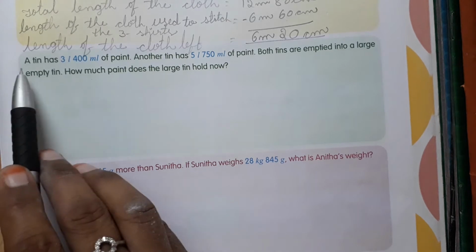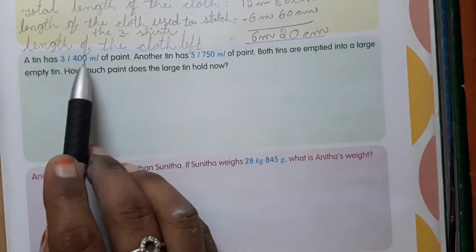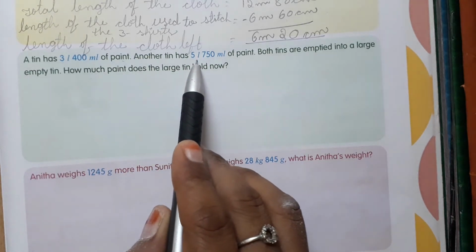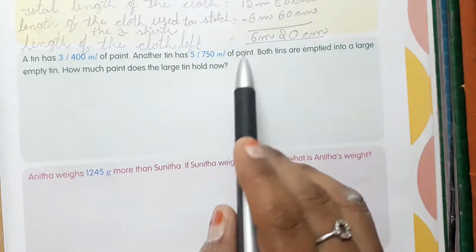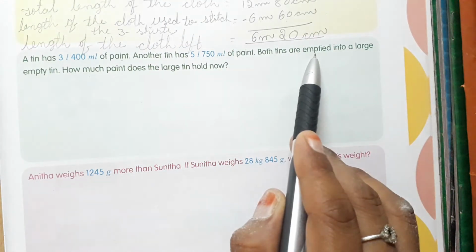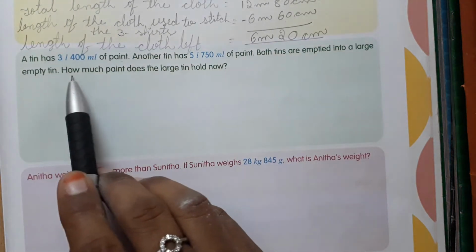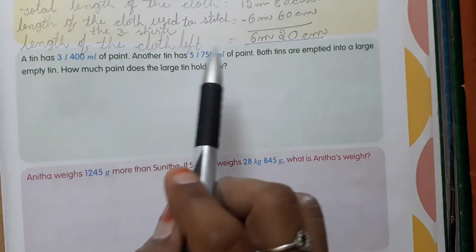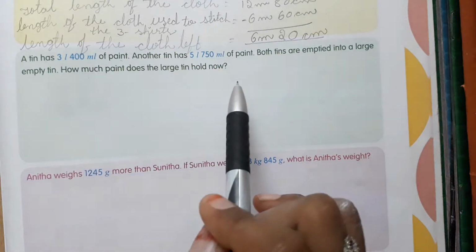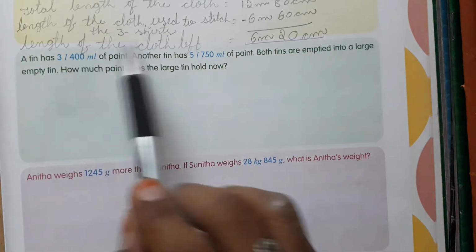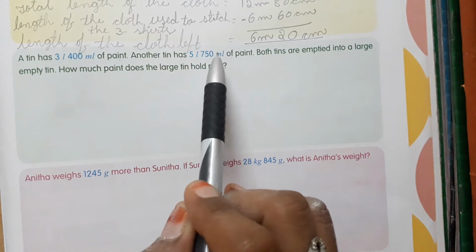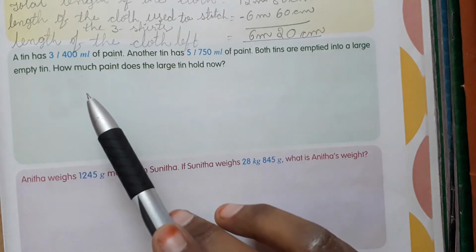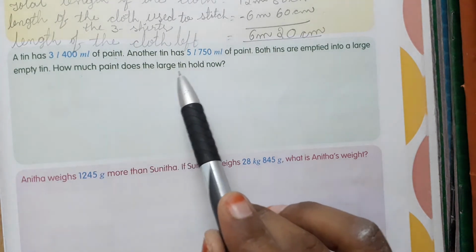Second word problem. A tin has 3 liters 400 milliliters of paint. Another tin has 5 liters 750 milliliters of paint. Both tins are emptied into a large empty tin. How much paint does the large tin hold now? So here are two smaller tins and one bigger tin. These two smaller tins have some paint. These two tins are emptied into a large tin. Now what is the amount of paint in that large tin? They are asking.